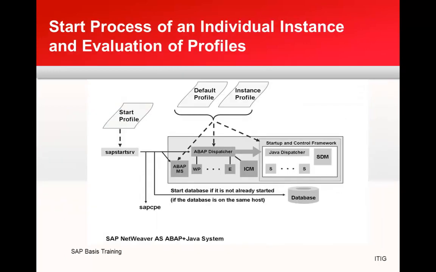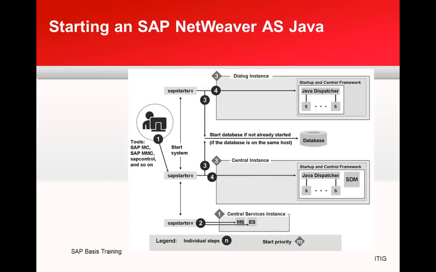Okay, start process for an individual instance and evaluation of profile is basically ABAP plus Java, showing the sequence of how it is starting. Then starting an AS Java, that is having no ABAP but only Java system. If it is only Java system, it is showing how the system start takes place. We'll cover them in the subsequent slides. Basically we'll log on to the system to show you guys how this works.